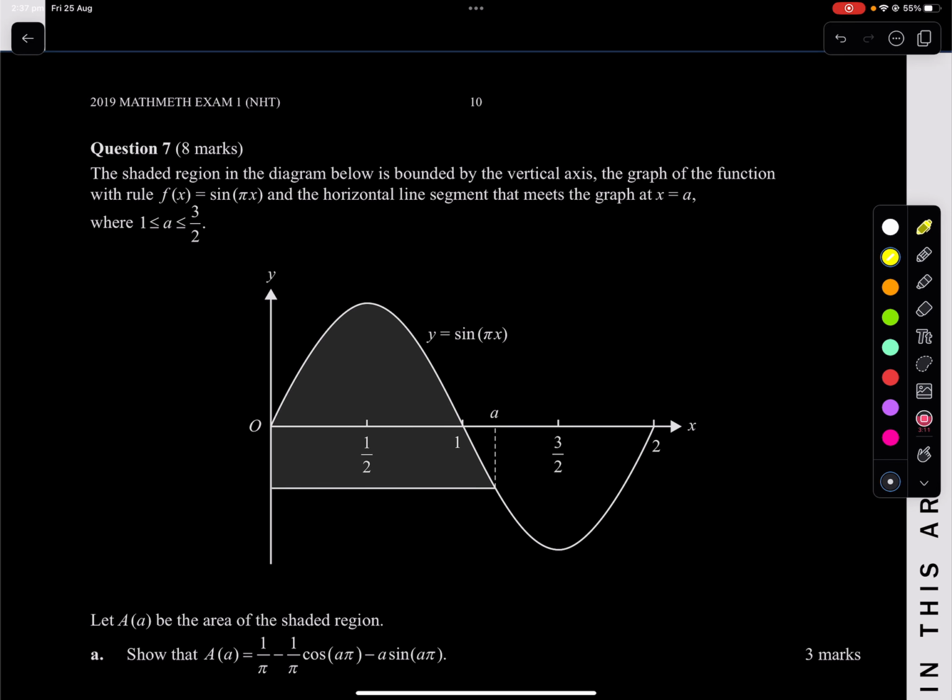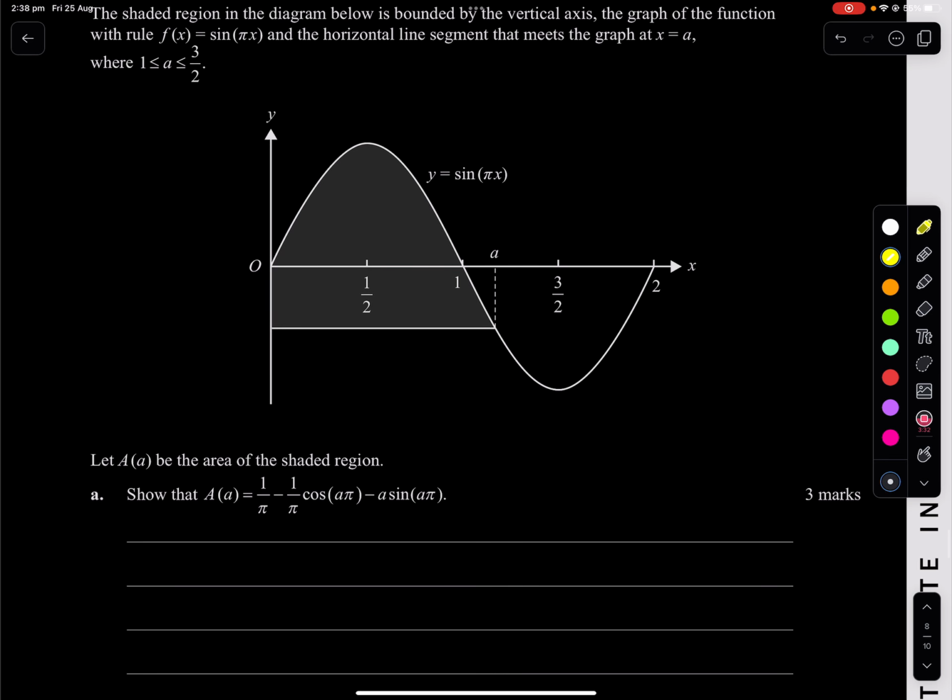The shaded region in the diagram below is bounded by the vertical axis, the graph of the function with the rule of f(x) and the horizontal line segment that meets the graph at x equals a, where a must be between 1 and 3/2, which makes sense. So a is over here, and it's between 1 and 3/2. And we're saying, let A(a) be the area of the shaded region. Okay, show that A(a) is this.